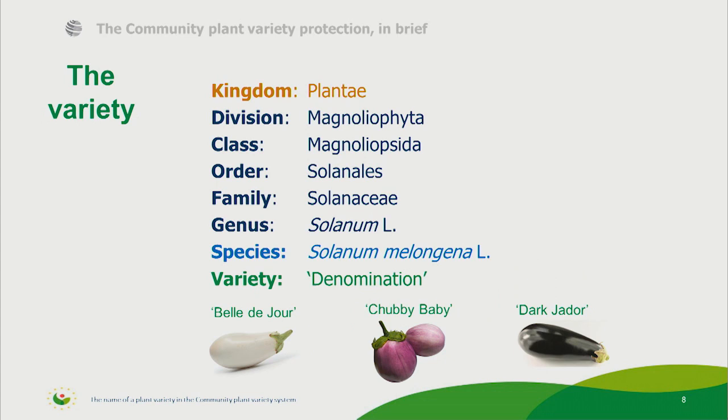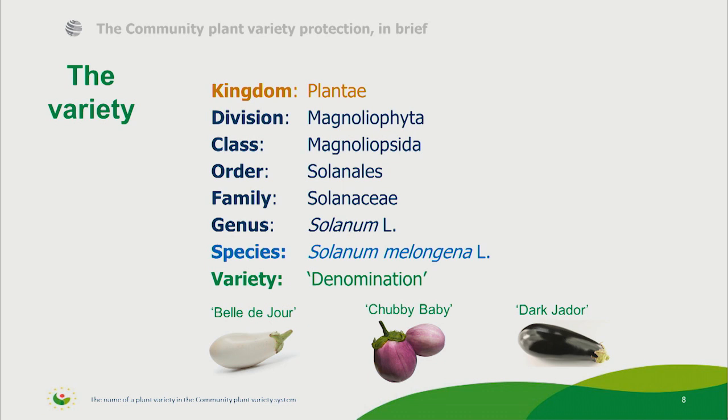However, it is clear that within a species there can be a wide range of different types of plants. A plant variety represents a more precisely defined group of plants selected from within a species with a common set of characteristics. In our example, we have 3 different eggplant varieties. They are of the same species, but as you can see, they show different characteristics.